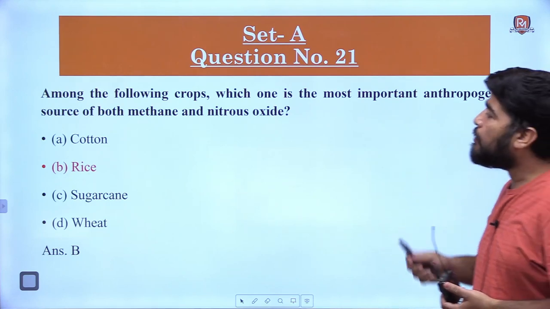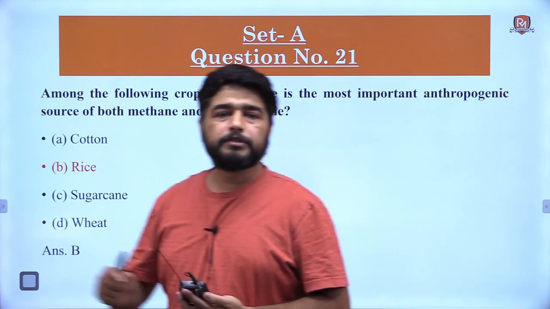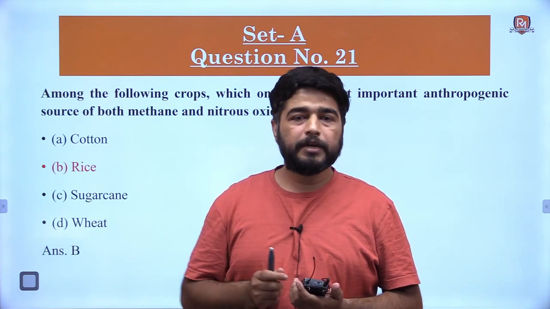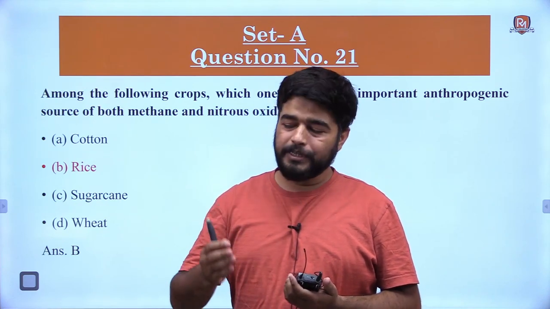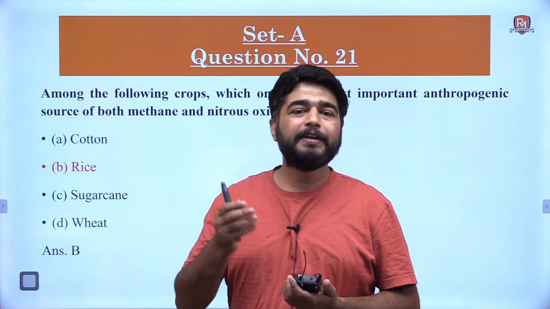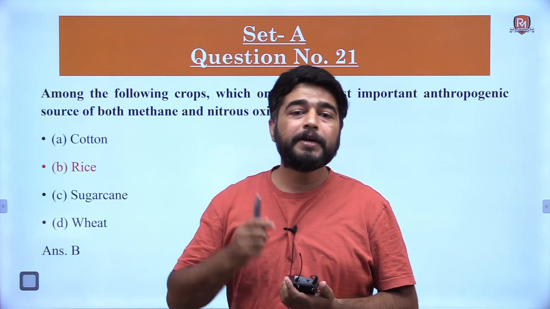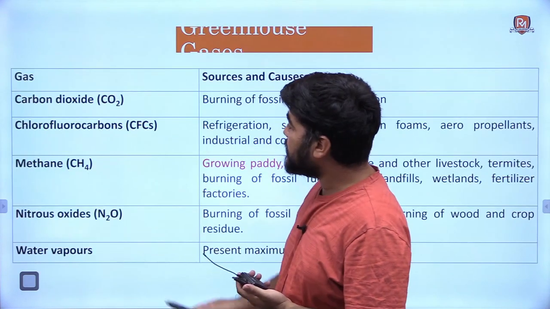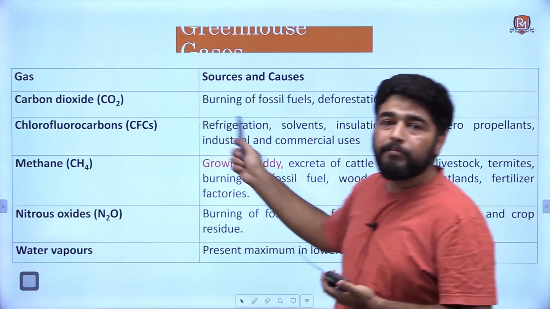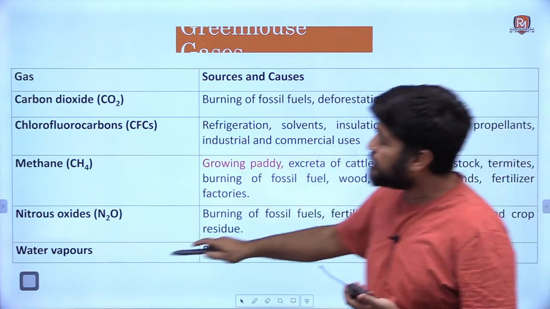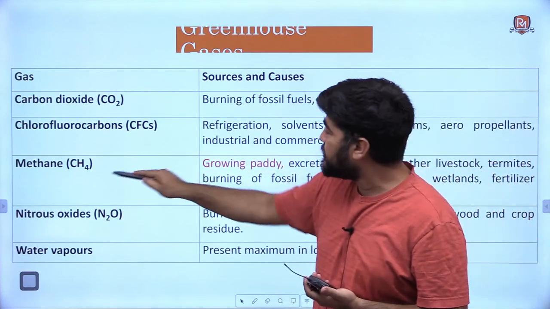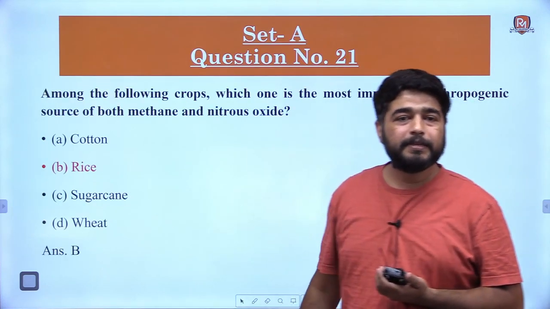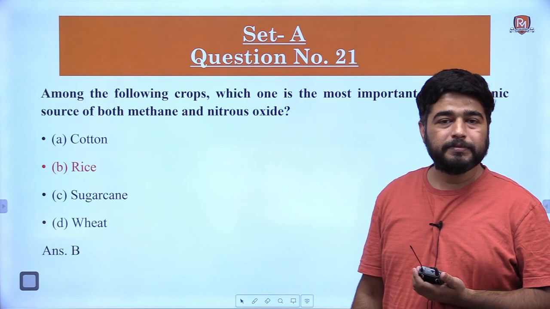This question is about methane production. Methane is produced in anaerobic conditions, and rice fields are flooded with water, and that provides the anaerobic environment. That's why in this you will have rice as the answer. You can see in my classes, in these slides, the source of methane is growing paddy. Directly you can answer rice. B option will be your answer.